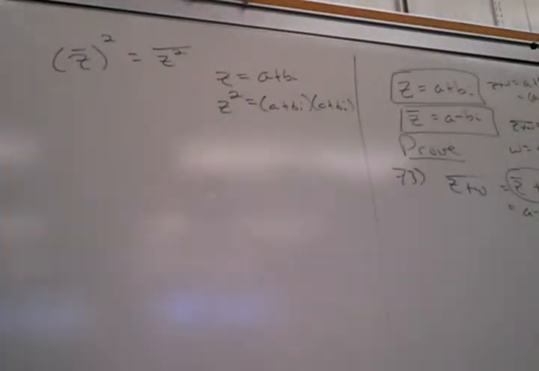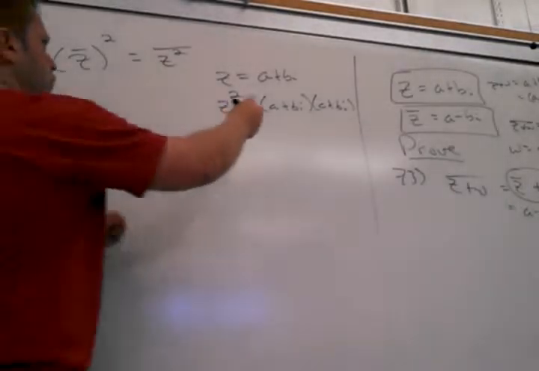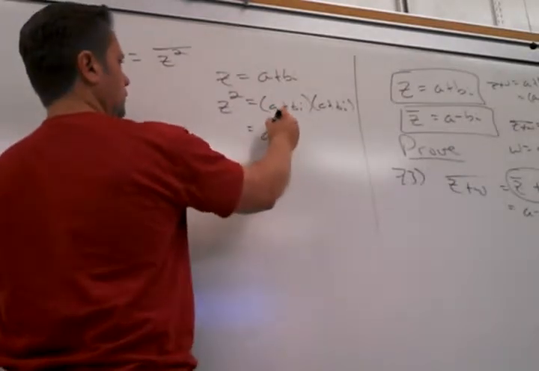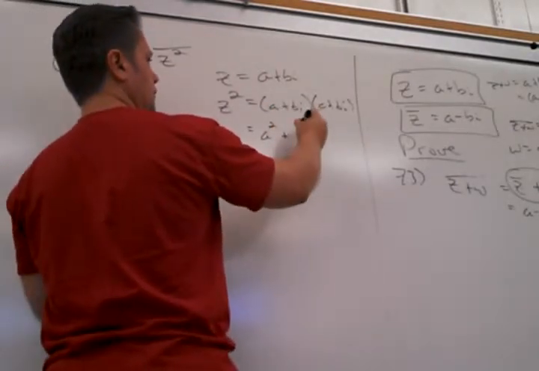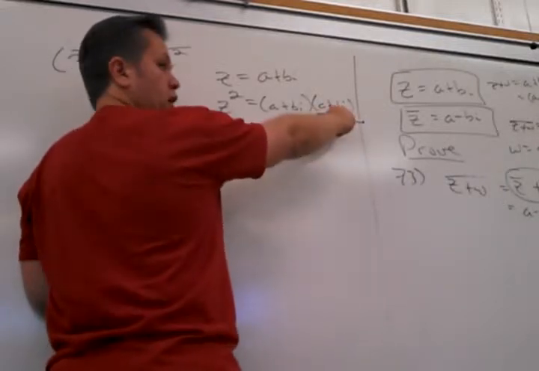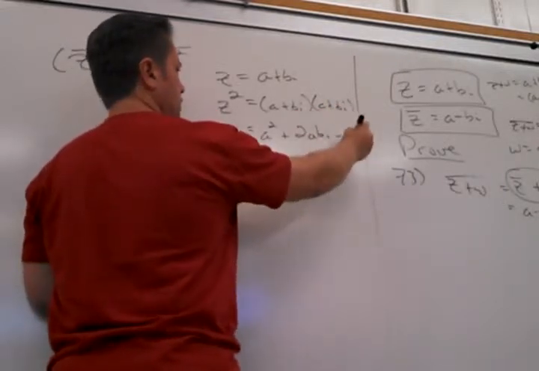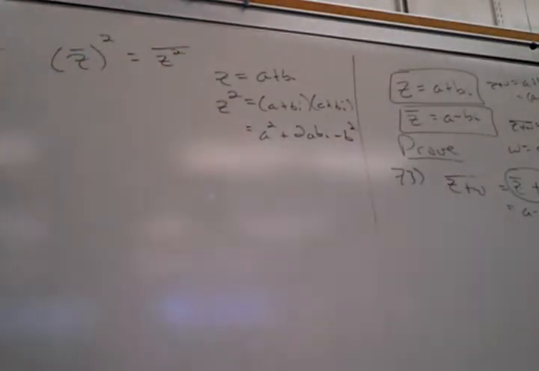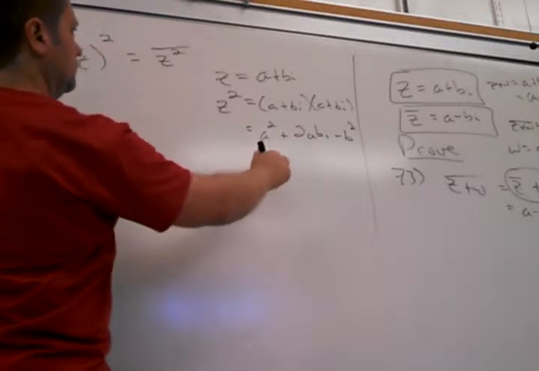You can't square the sum. Squares and sums don't play well together because squares are based off of multiplication, not addition. So you got to write it twice. So what's z squared? Good. A squared plus 2abi plus b squared i squared. i squared is minus 1, so minus b squared. So where's that in the problem?